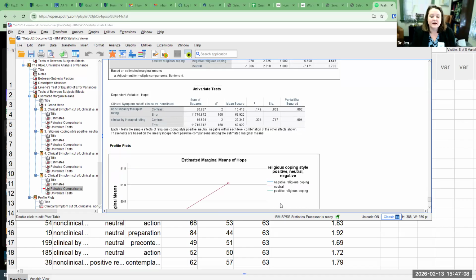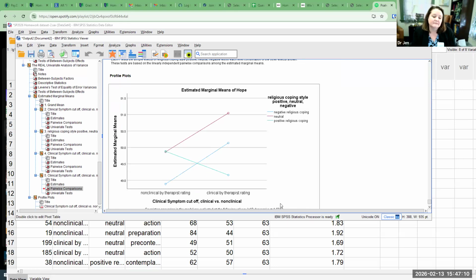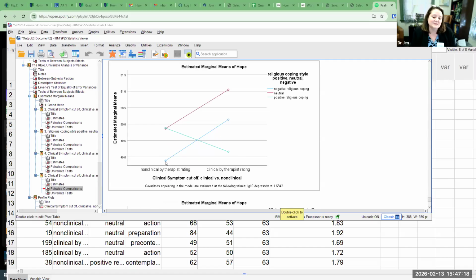Okay, we have survived. Here are our pictures. So nothing is significant here, but it's interesting where it all sits and trends. And it makes sense because the means only range from about 49 to 51. That's a really small difference in the groups, so we just don't get a lot.